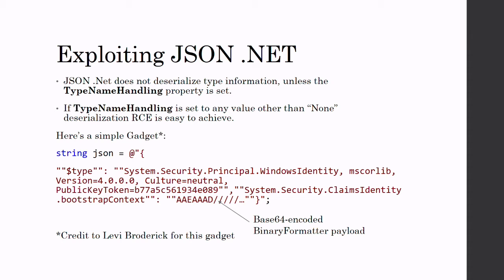So here's a simple gadget to get RCE from JSON.NET. It was developed by Levi Broderick at Microsoft. It's a JSON string that, when deserialized by JSON.NET, if TypeNameHandling is, say, Auto, will create an instance of a WindowsIdentity object and then set its claims identity.bootstrapContext property. It turns out WindowsIdentity has an OnDeserialized handler that will just try to use BinaryFormatter to deserialize that bootstrap context property when it itself is deserialized. And this just lets you wrap a BinaryFormatter exploit inside of a JSON exploit.